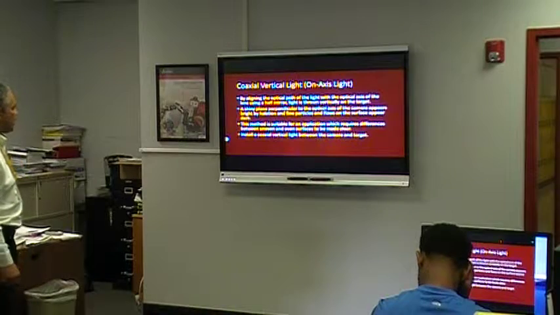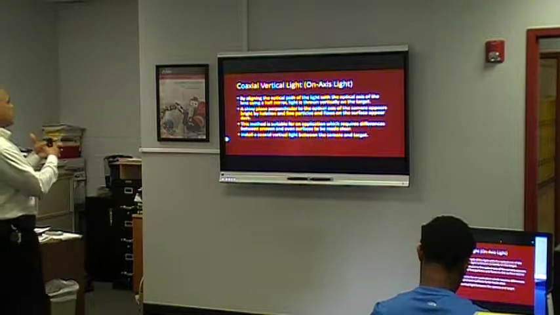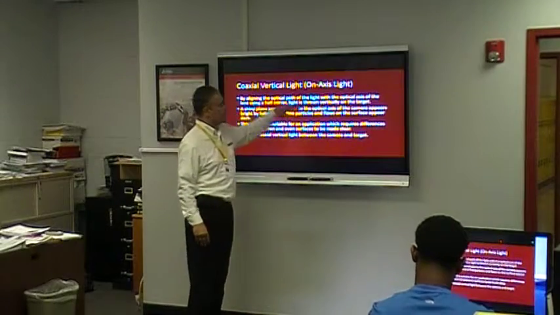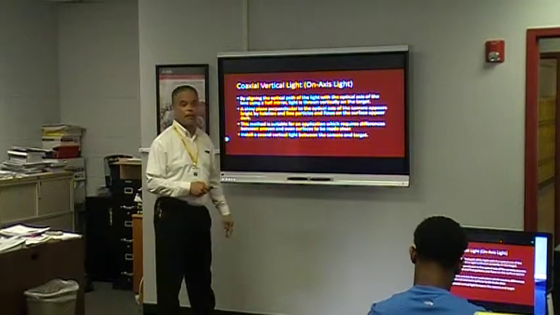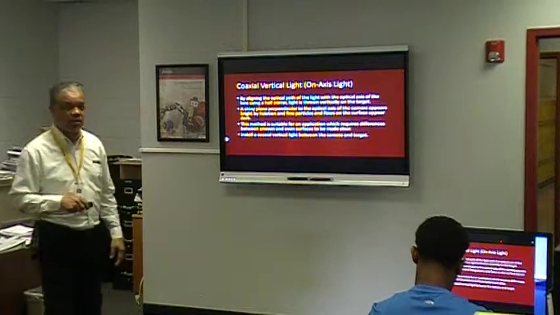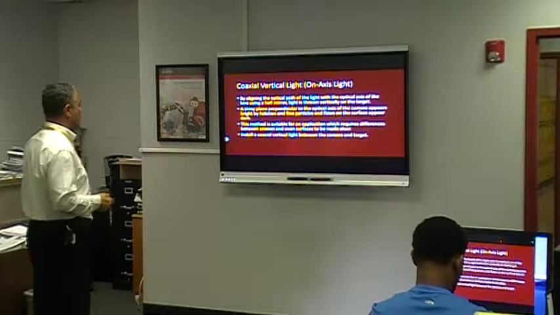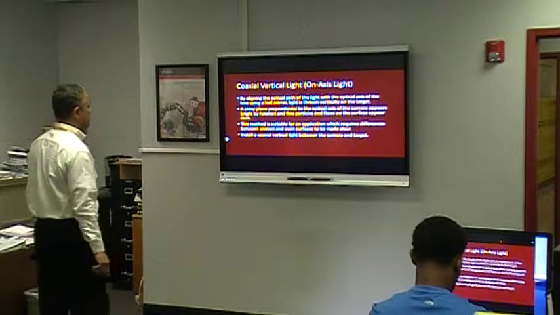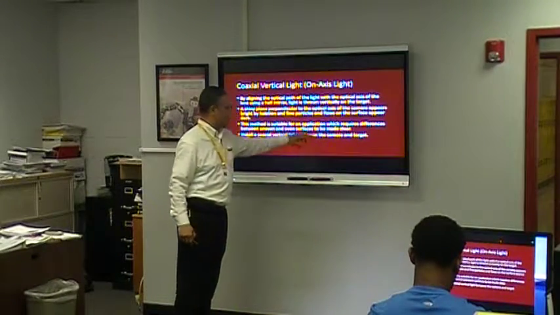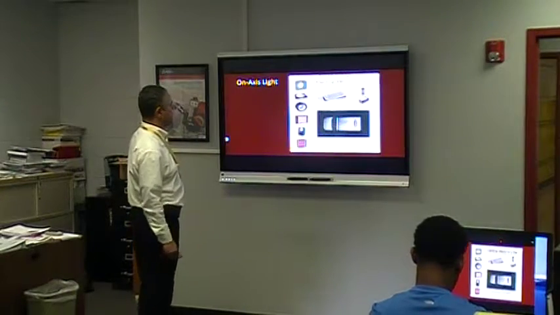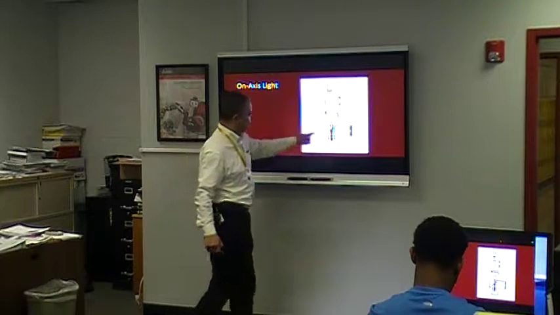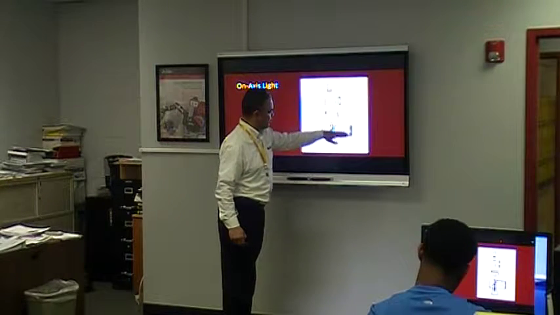Coaxial vertical light: by aligning the optical path of the light and the optical axis using a half mirror, the light is thrown vertically on the target. And this is the one that I showed you where it highlights the shapes. This is a good one for that. Usually you install the coaxial vertical light between the camera and the target. And this is an example of that. Here's the mirror. Okay.